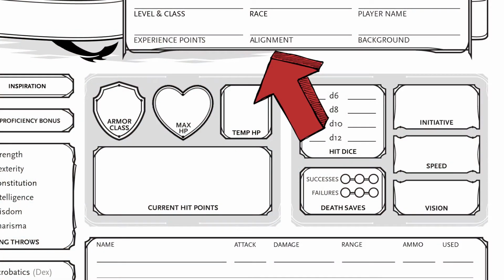Right next to the experience points, we have alignment. Now, alignment in D&D is a thing which represents your character's morals, what they're driven by. And D&D alignments are made up of two words. The first word can either be chaotic, neutral, or lawful, and then the second word can be either good, neutral, or evil. Now, these combine into a multitude of different alignments.